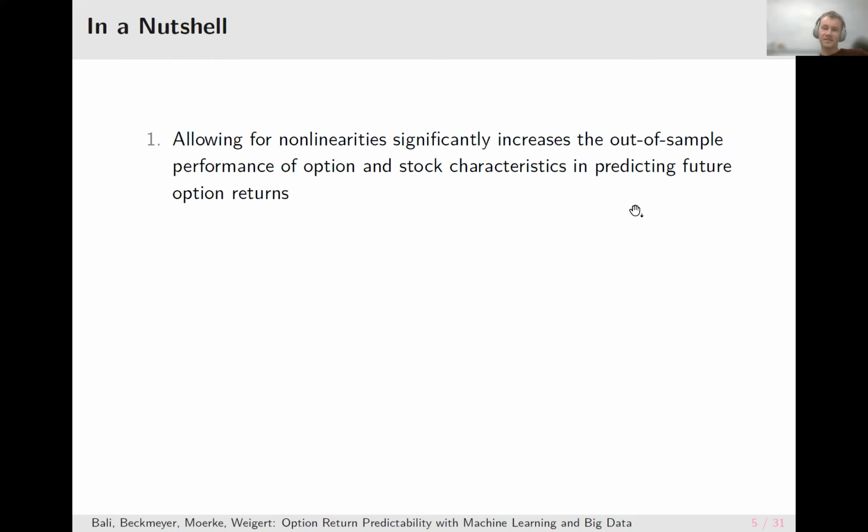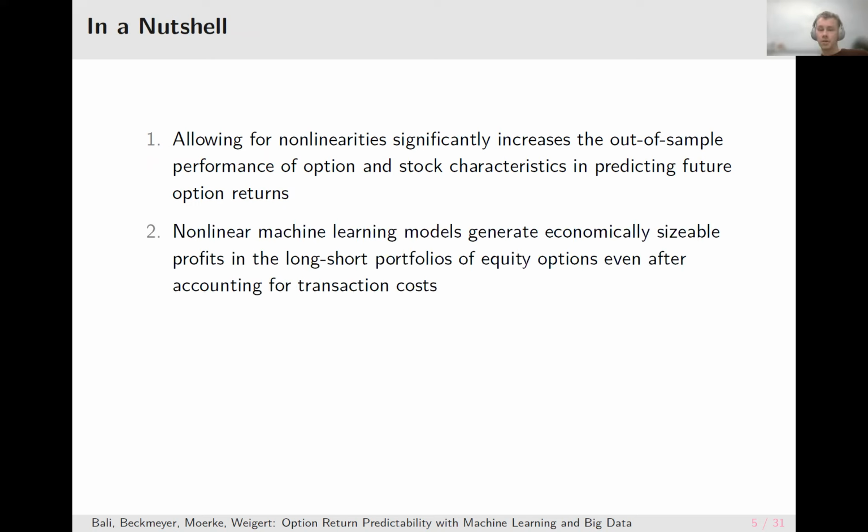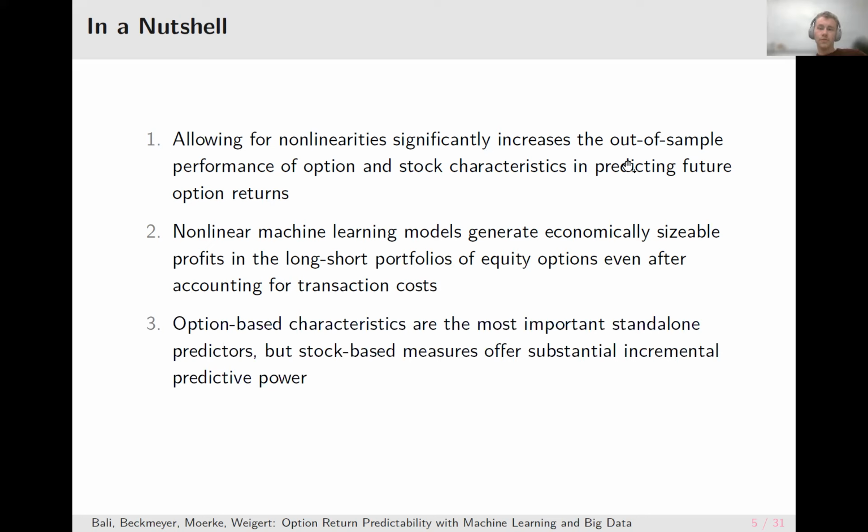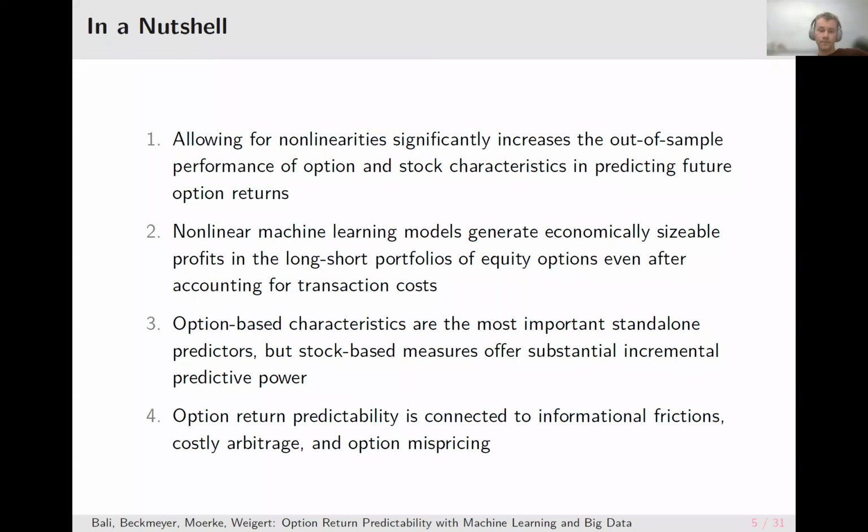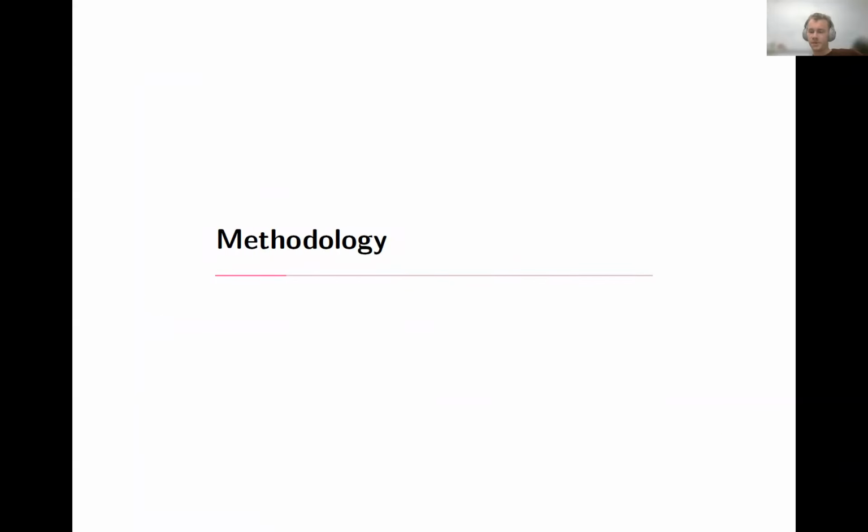In a nutshell, what we find, kind of unsurprisingly, but also quite interesting, is that allowing for nonlinearities actually increases the out-of-sample performance using option and stock characteristics to predict future option returns by quite a lot. Second, we find that nonlinear machine learning models generate highly profitable trading strategies, long-short portfolios, even after we account for moderate to high levels of transaction costs. We find that on a standalone basis, characteristics that relate to the option itself are most important, but also including information about the underlying stock actually offers substantial incremental predictive power. And lastly, we can connect the return predictability in options that we find to informational frictions, costly arbitrage, and option mispricing. So I will start with the methodology, which I will keep kind of brief.